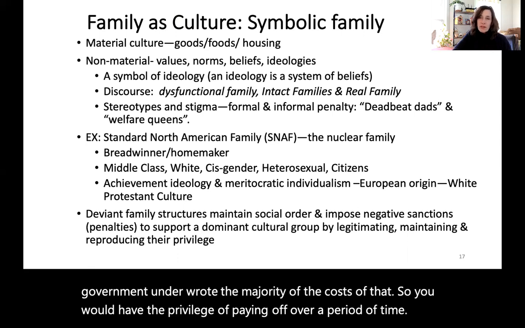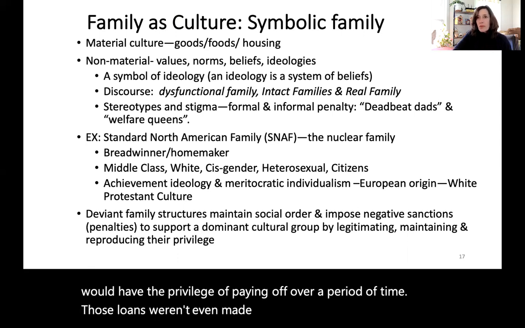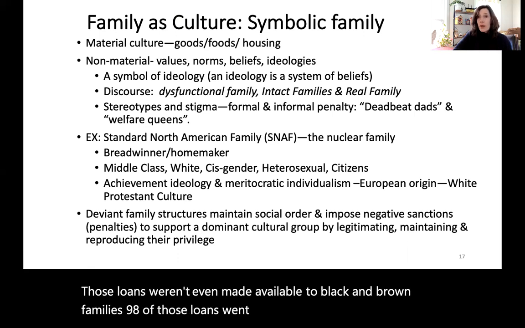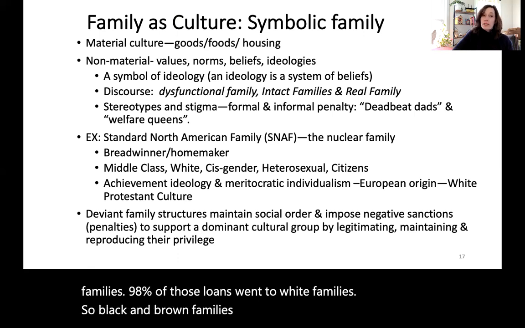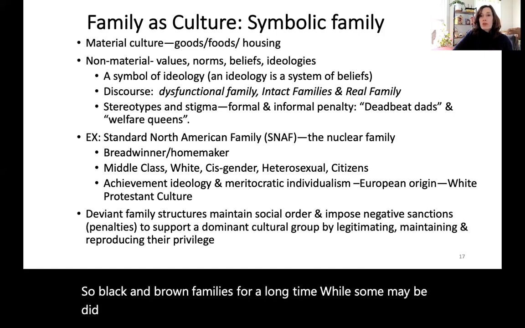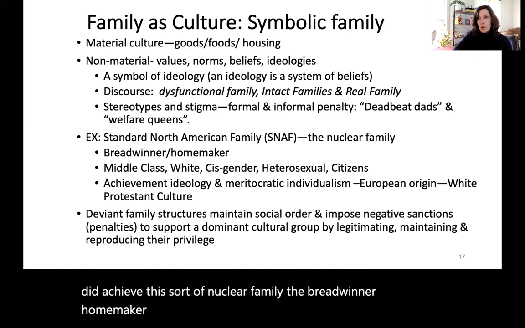Those loans weren't even made available to Black and brown families. 98% of those loans went to white families. So Black and brown families for a long time, while some maybe did achieve this sort of nuclear family, the breadwinner homemaker model, fewer in number.